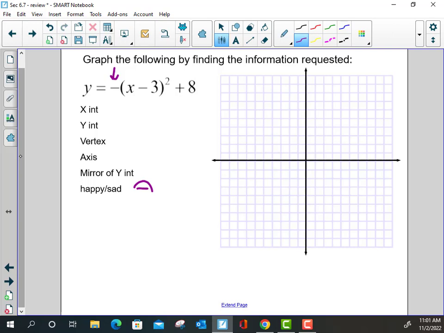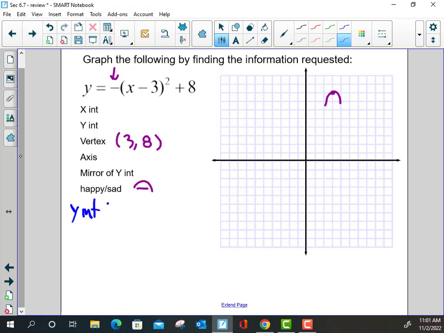My vertex is at 3, 8. So if I go to the right 3 and up 8, 1, 2, 3, 1, 2, 3, 4, 5, 6, 7, 8, I put a dot, and I know I'm going to have some sort of shape like that. So I've already filled in 2 pieces. It doesn't really matter what I go after first. Let's go after the y-intercept, just since we're here.